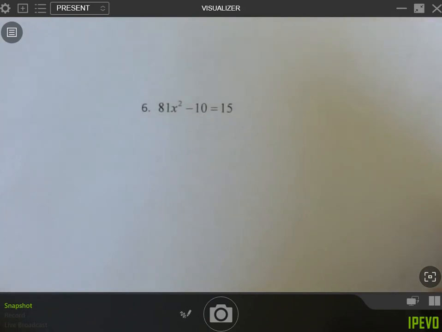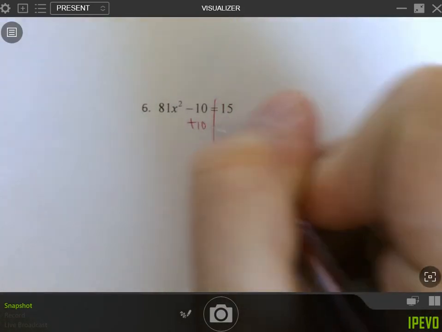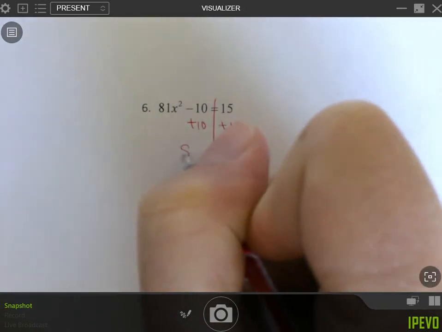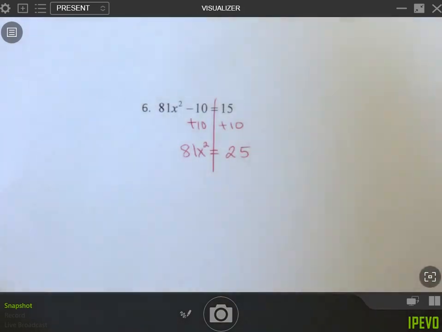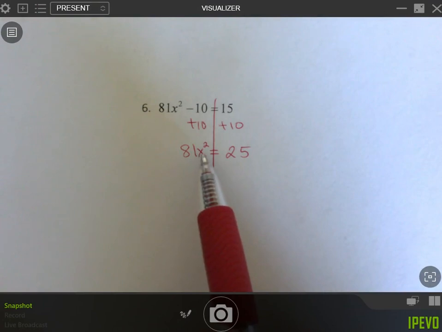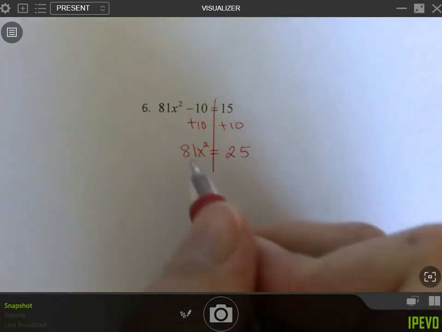All right. So what are we doing here to solve it? Add 10. Okay. Cross the line, change the sign. So we're using our old solving skills. So 81x squared equals 25. Now, I would prefer that you isolate the x squared first. So let's get rid of that 81. How do you get rid of the 81? Divide by?